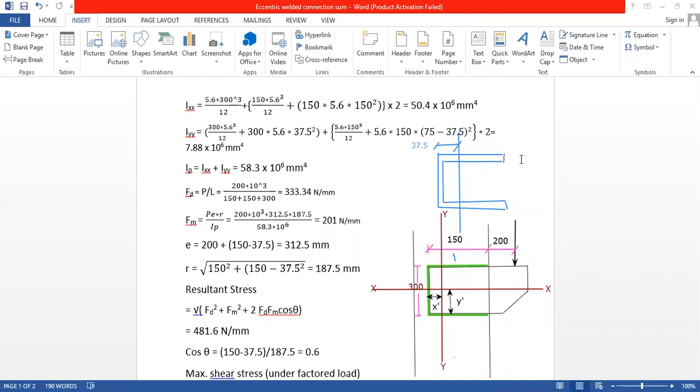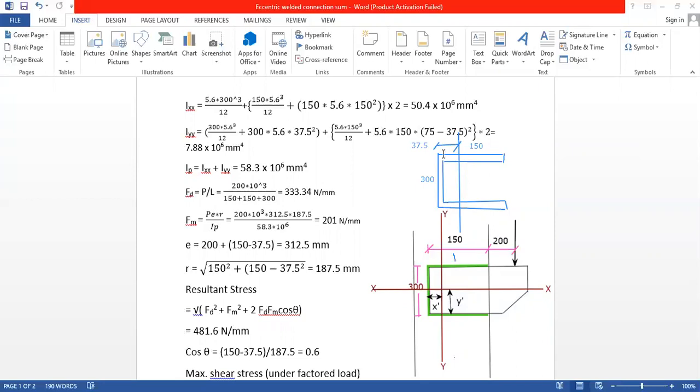And this length is 150 mm. This length is 300 mm, right? And this length here is 150 mm. Now let's see how to calculate Iyy.